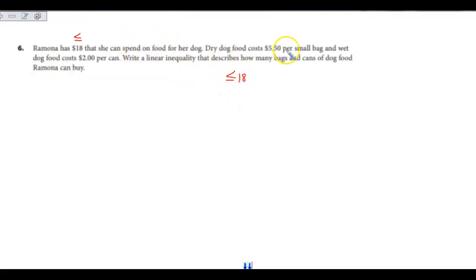We know that dry dog food is $5.50 per bag, and if we make this our x, we get $5.50x, plus our $2 per can, and let's make the can or the wet food y. And so we have 5.50x plus 2y is less than or equal to 18. And then if you had a graph, you can go ahead and simplify to y, graph it, and go from there.